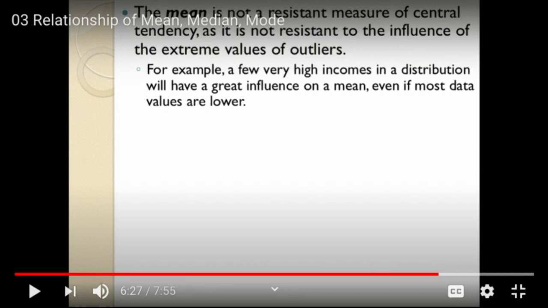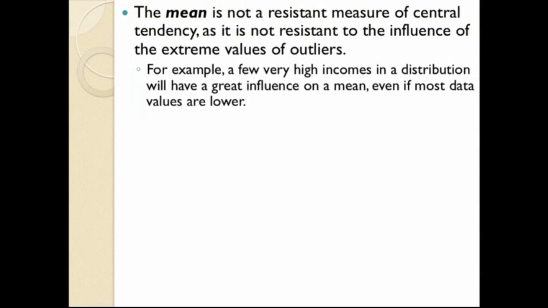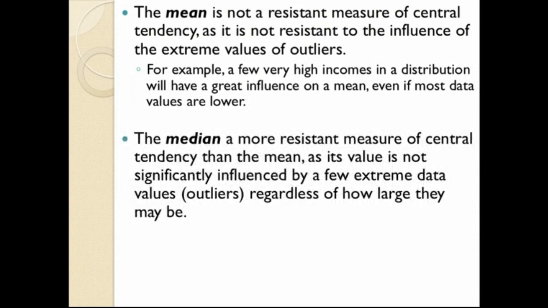And if you have a large data set, say with 10,000 data points, and maybe 100 are outliers either to the right or the left of the data, that's not going to affect the data. But if you only have 30 data points and 10 of them are outliers, it can affect the data. Imagine that you have a few very high incomes in a distribution where most of the incomes are low. Well, those few very high incomes are going to have a great influence on the mean, even if most of the data values are lower.